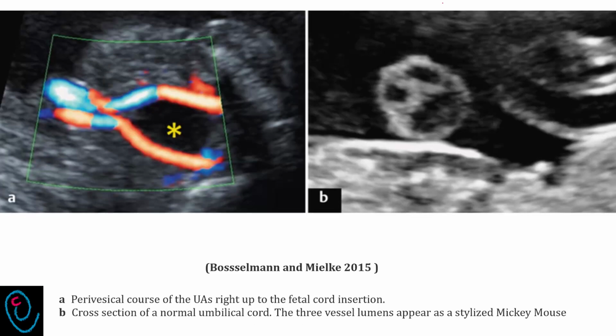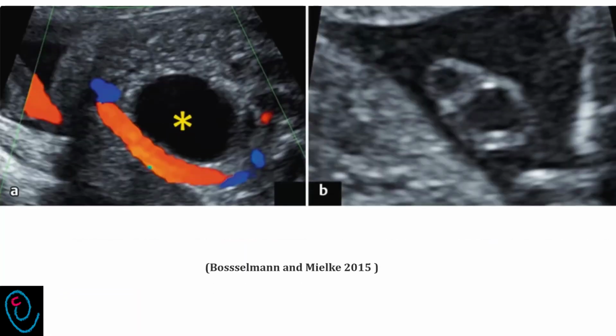Here you can see the cut section of a normal umbilical cord with one vein and two arteries. And during a Doppler study in axial view, you can see the urinary bladder and the two umbilical arteries alongside it. In single umbilical artery, you can see one vein and only one artery in this cut section. And during a Doppler study, this is the bladder, and we can visualize only one umbilical artery beside the urinary bladder.